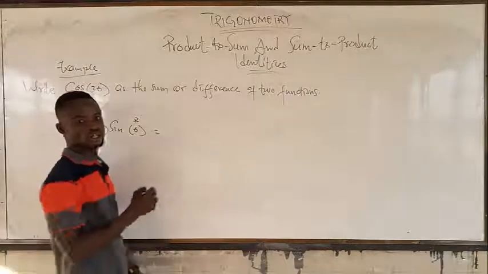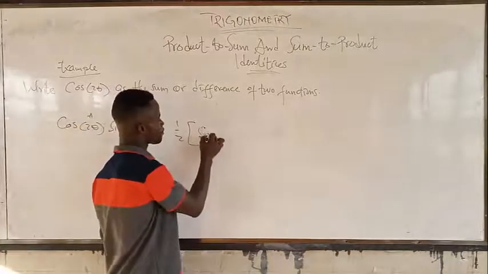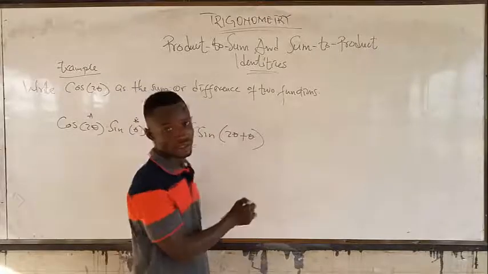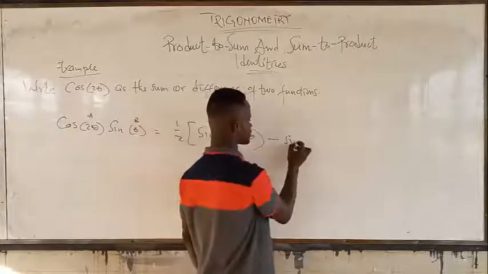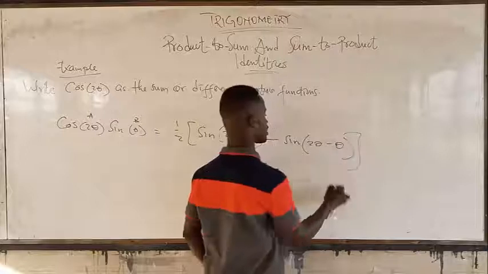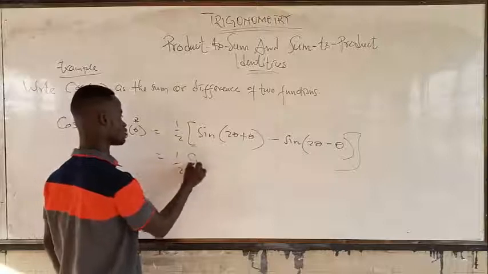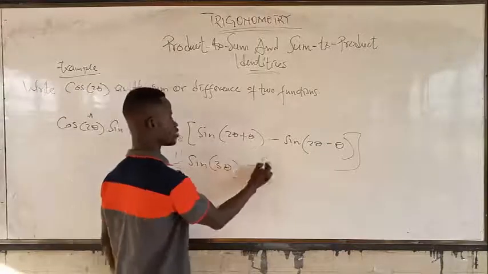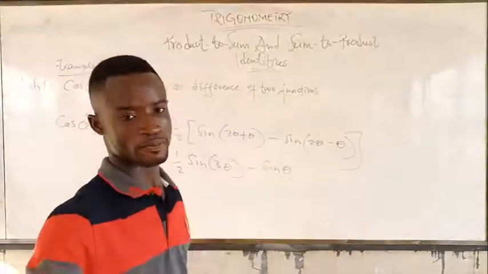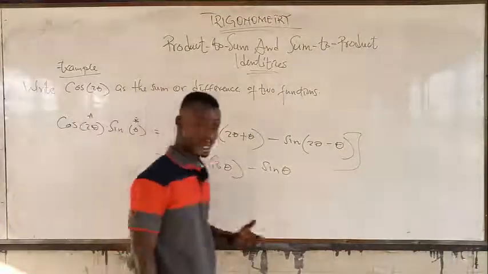Very good. So when you do the substitution, you're going to get half sine, instead of A, we write 2 theta plus theta, then minus sine 2 theta minus theta. Alright, so that's what you're going to get for that. And then here you get half sine 3 theta minus sine theta. Very good. And that is going to be the expression that we are looking for.